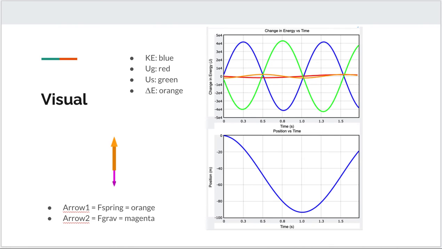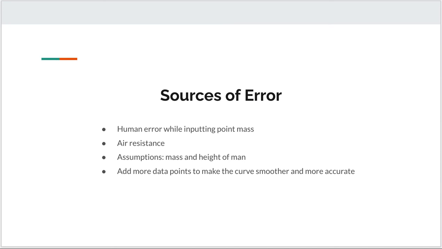Some sources of error in my model are definitely human error while inputting the point mass in Tracker, and also my model does not take into account air resistance. I also had to make some assumptions when creating my GlowScript code, including the mass and the height of the man. To help mitigate these, we can add more data points to make the curve smoother and more accurate, as well as obtain more detailed data from the people who made the video to see the more specific numbers for the mass and height of the man.